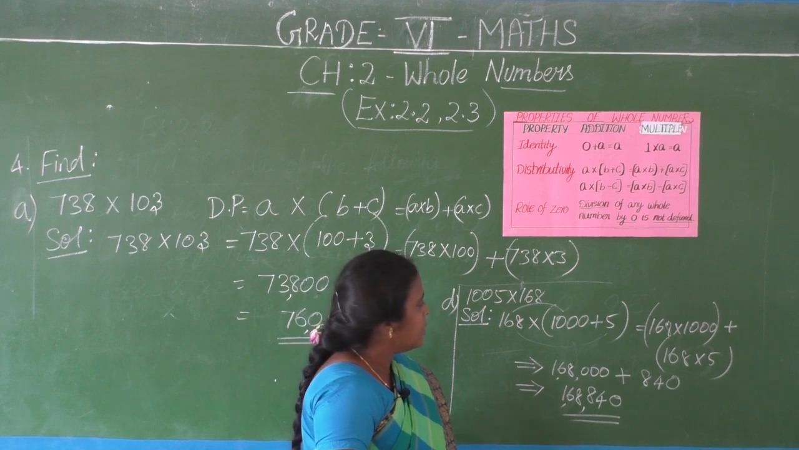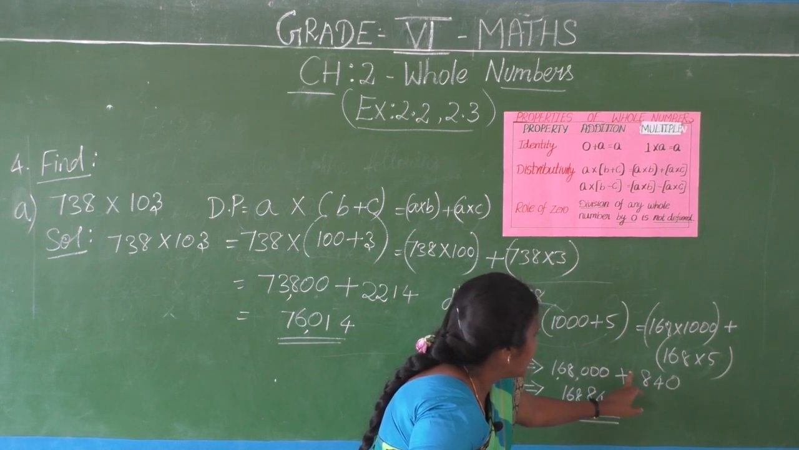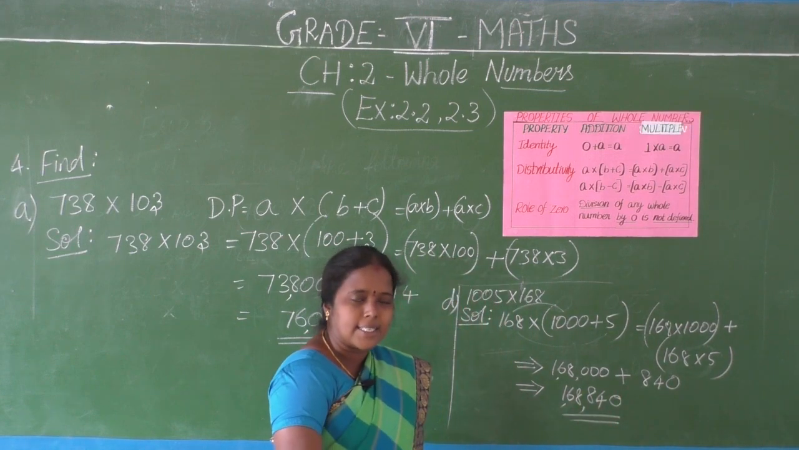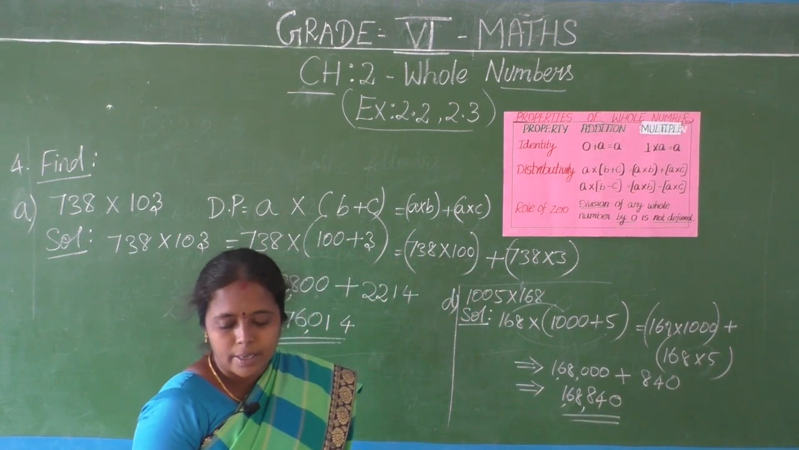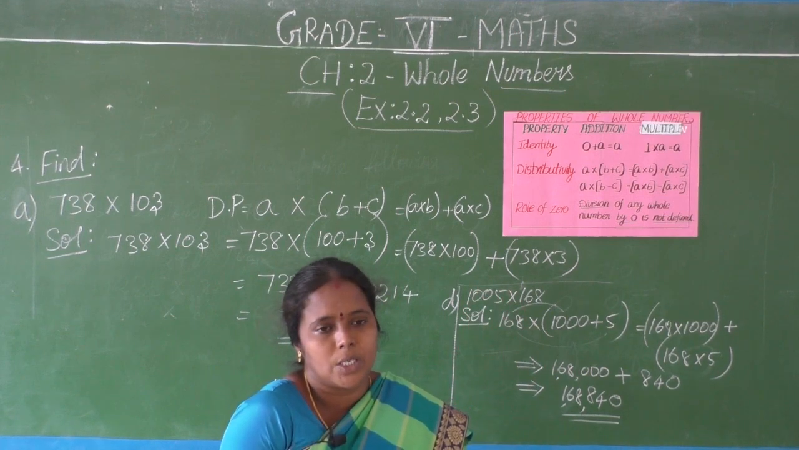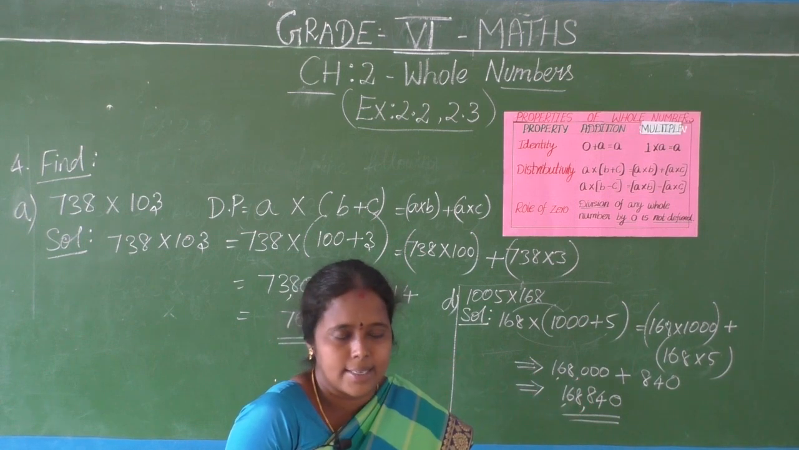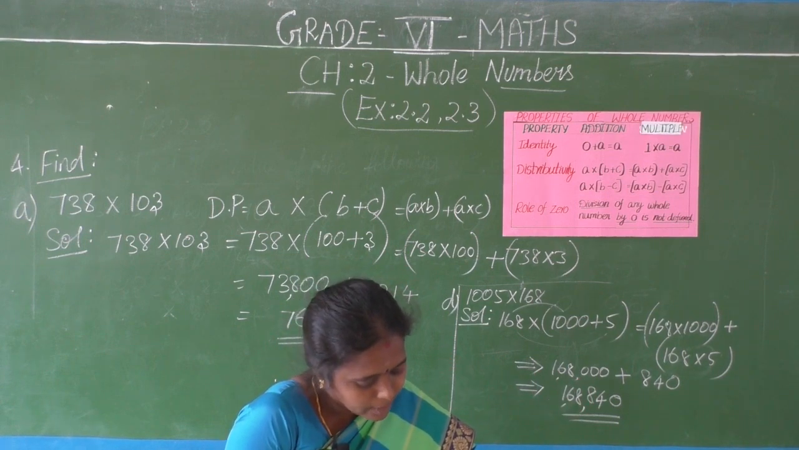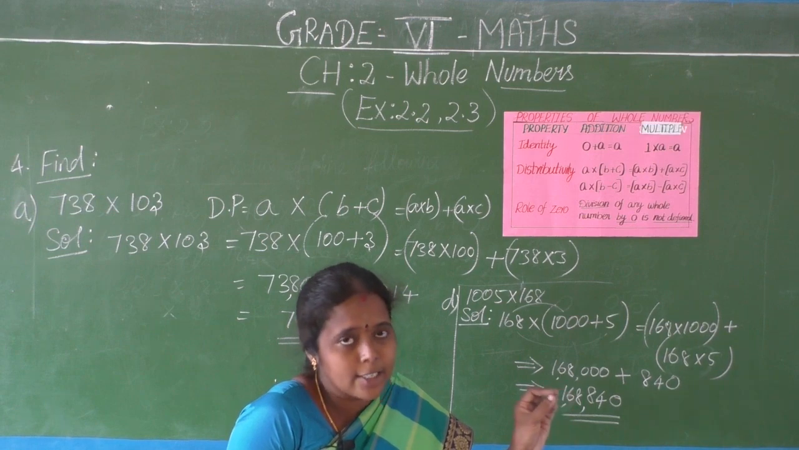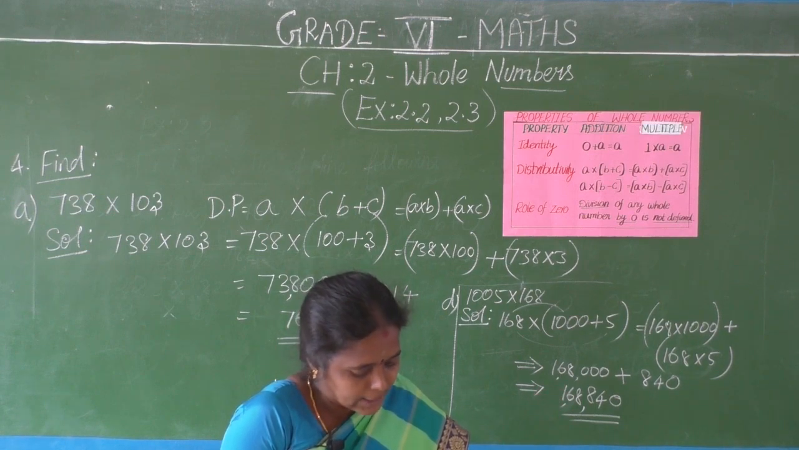Clear? So this value is this one, this value is this one, then add both answers. That's all. Easiest form. Clear? Instead of calculating with normal multiplication, if you use the formula, you can easily get the answer. Like this, using distributive property, a word problem is also given. In the next section, we will see that.